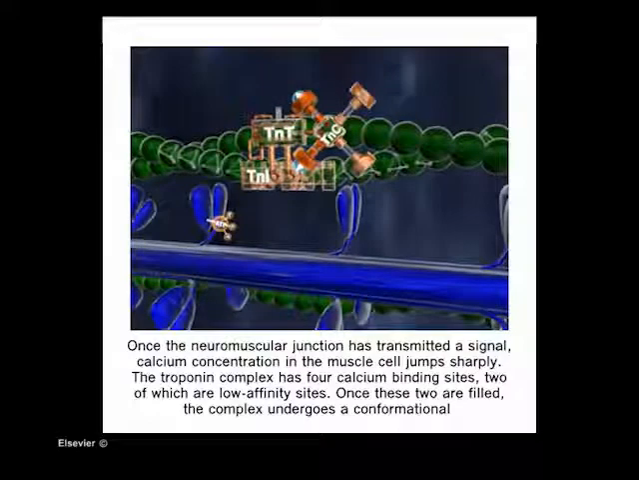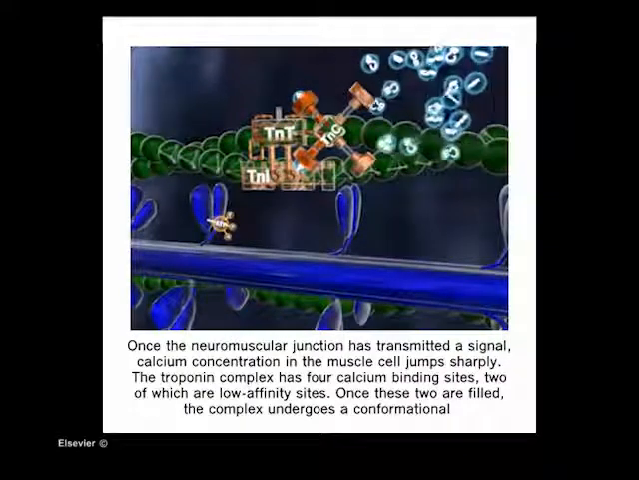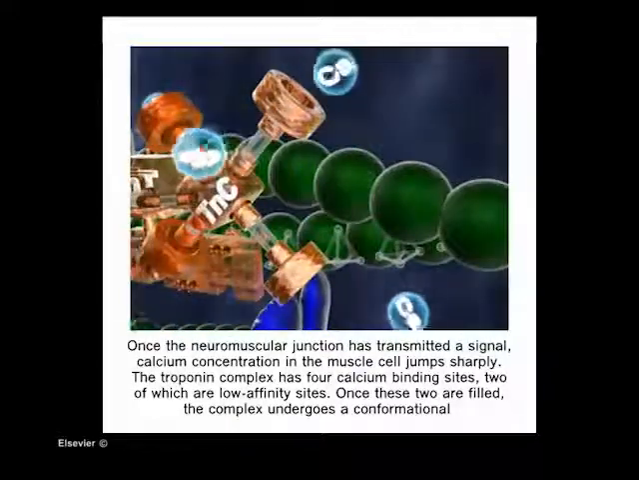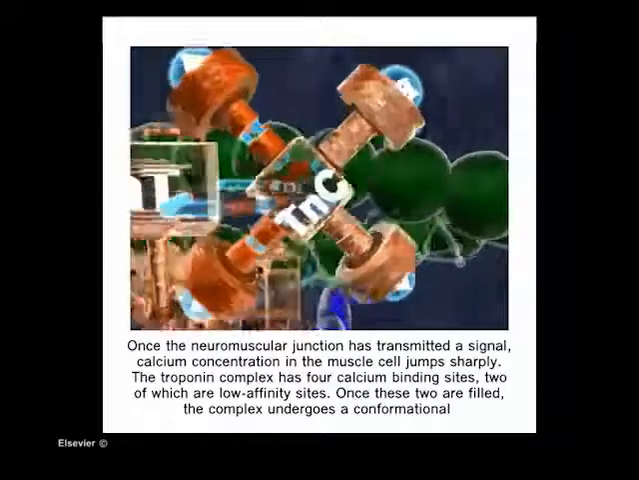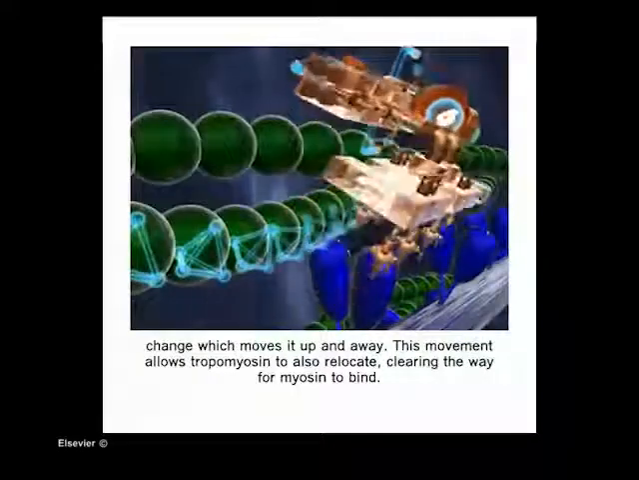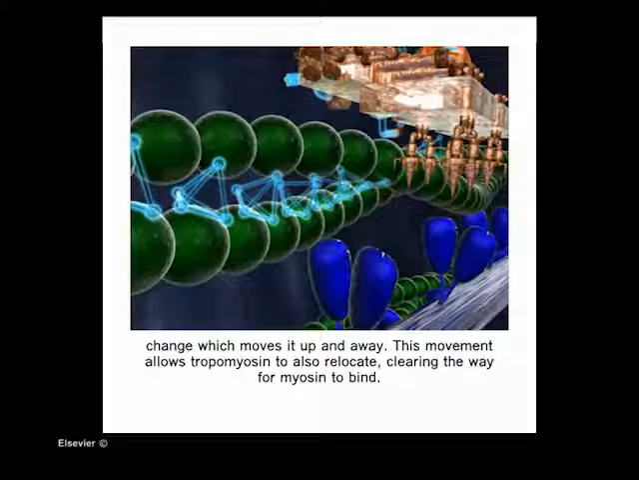Once the neuromuscular junction has transmitted a signal, calcium concentration in the muscle cell jumps sharply. The troponin complex has 4 calcium binding sites, 2 of which are low affinity sites. Once these 2 are filled, the complex undergoes a conformational change, which moves it up and away. This movement allows tropomyosin to also relocate, clearing the way for myosin to bind.